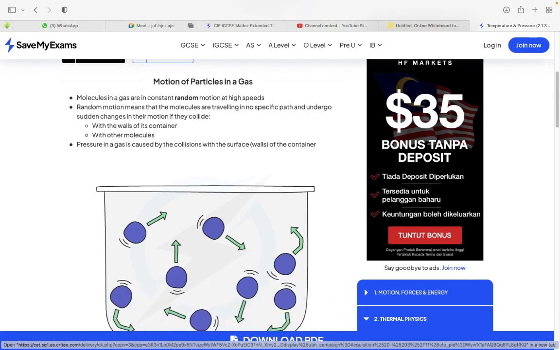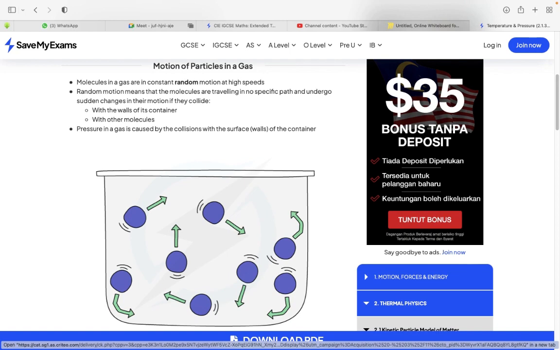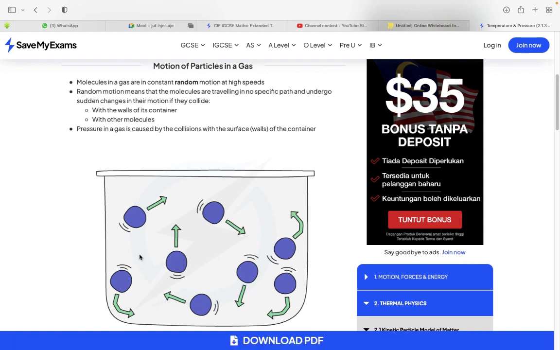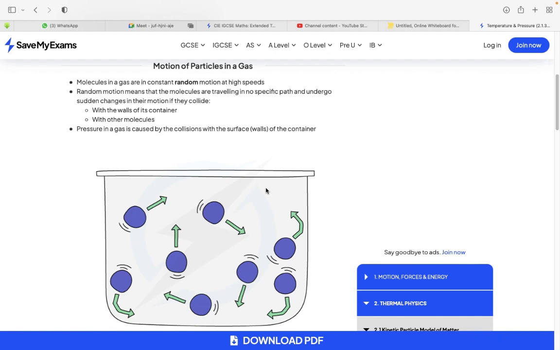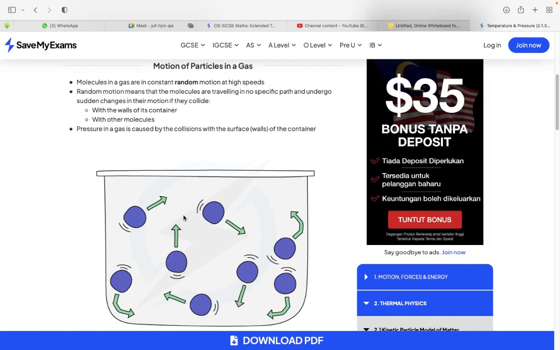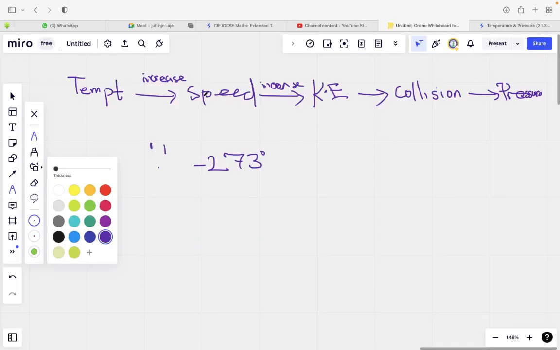Motion of particles in a gas. Okay, this one I think we already know. In a gas, the particles move randomly, they collide with each other, they move at high speed, they hit the walls of the container, and they hit other molecules. Their movement will increase if you increase the temperature. And why? Because all of these things that we've mentioned also increase.